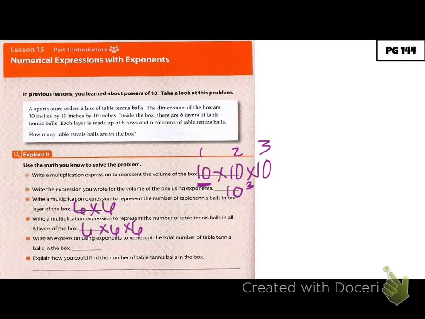Then it says write an expression using the exponents to represent the total number of table tennis balls in the box. Well, just like we did up in the first one with the 10 times 10 times 10, we're going to do the same thing here. So the number we're multiplying is 6, so that's your big number. The number of 6s, there are 1, 2, 3 of them, so it's 6 to the third. Explain how you could find the number of table tennis balls in the box. Well, when we are doing 6 to the third, it is equal to 6 times 6 times 6, so we just multiply it out. So 6 times 6 equals 36, and then 36 times 6 would give us the total.